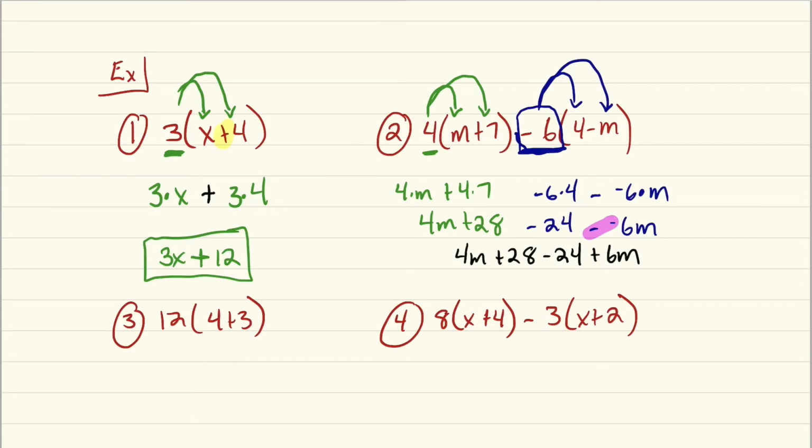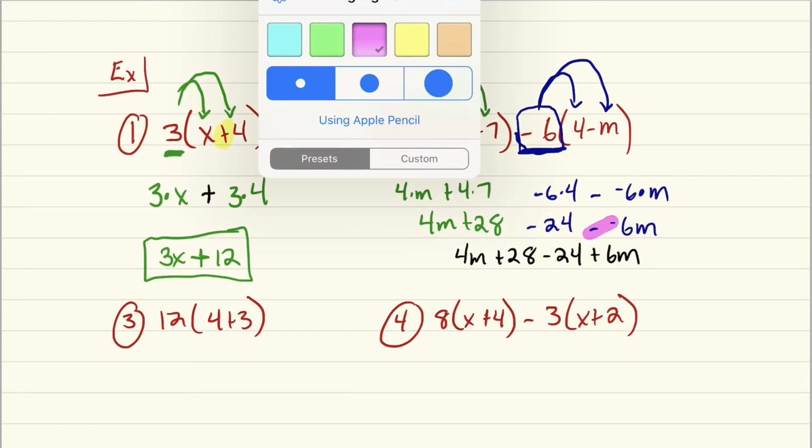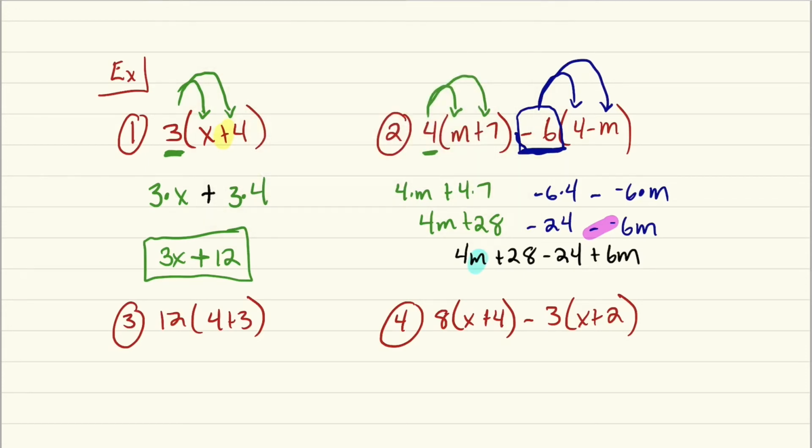All right, from here, we are at the point of what we did last chapter, or last lesson, where we have to combine like terms. We have our m's, we have our numbers. So by combining like terms, 4m plus 6m is 10m, and then 28 minus 24 is 4. So by distributing, we're able to combine like terms, and then after we combine like terms, we get to our final answer of 10m plus 4.